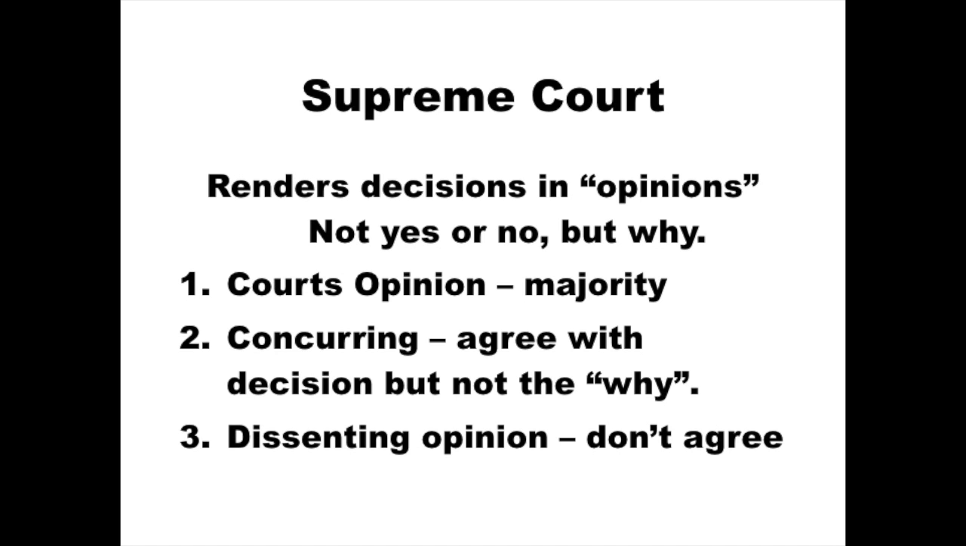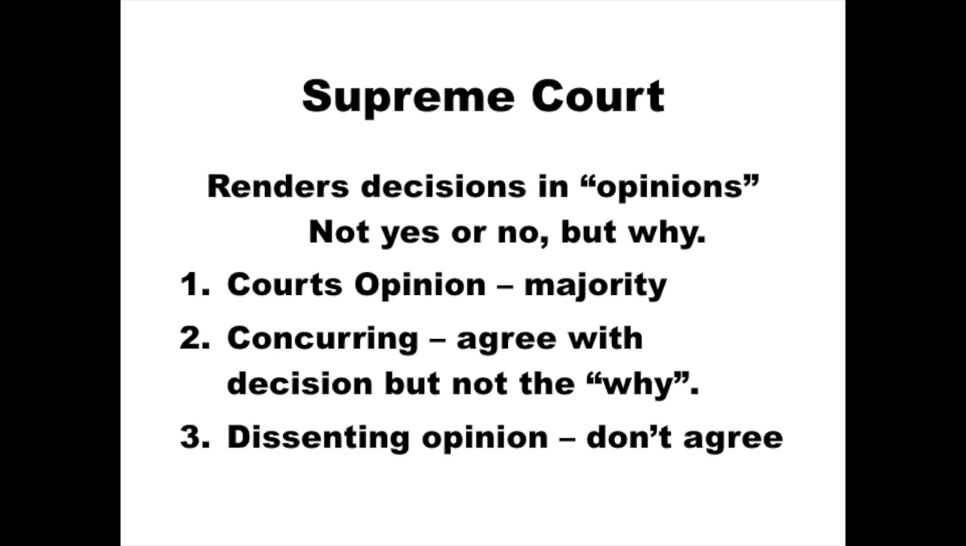And when the Supreme Court meets, they render their decisions in opinions. So not yes or no, but why. And so there's always a court's opinion, which is the majority of the justices. And so sometimes, I think recently there was a decision involving Trump, and it was a 5-4 decision. However, the majority of the court wrote an opinion, and that was only 3 justices. And then the other 2 justices, although they agreed with the decision of the Supreme Court, they did not agree with the decision why. They went ahead and wrote their own reasoning why they decided.